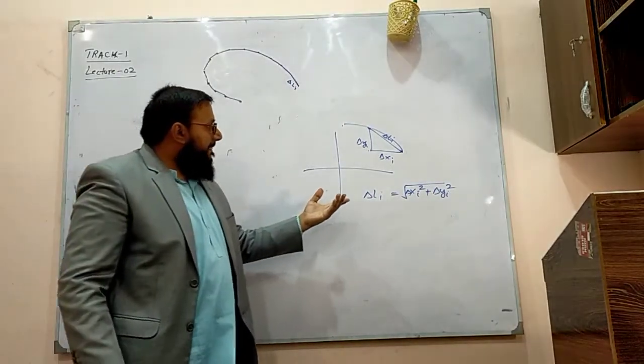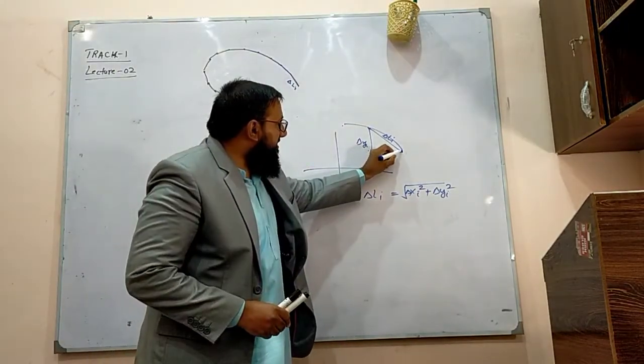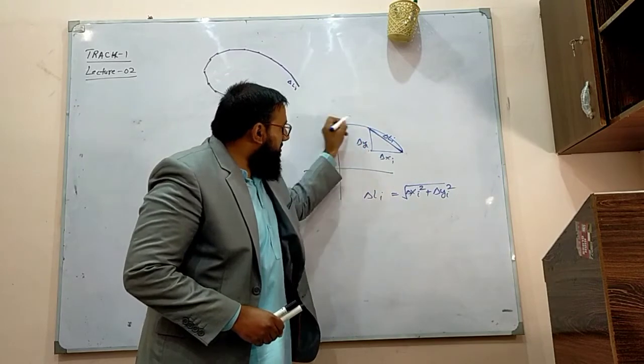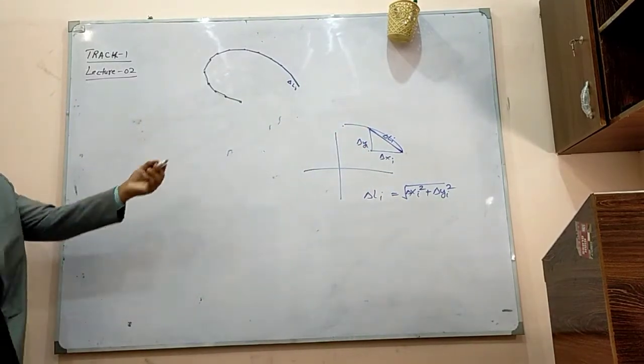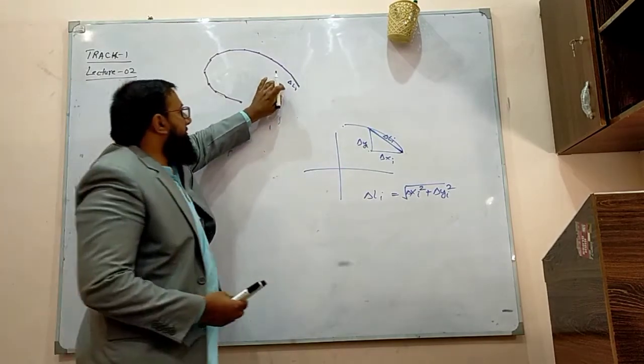No, we are finding this one. Because we are going to approximate this curve with this straight line. And this approximation is a straight line and we can find it in this way. So what would be this one?